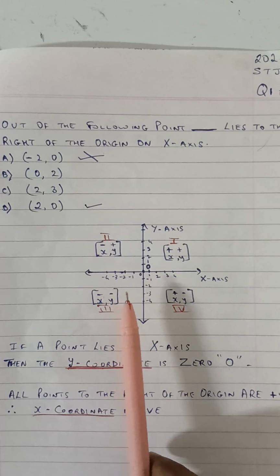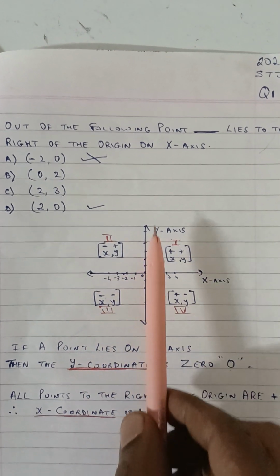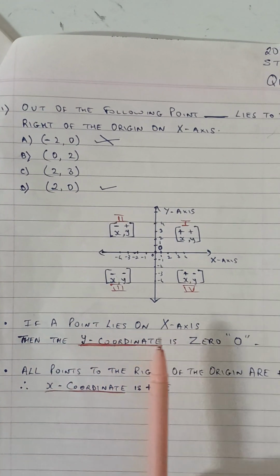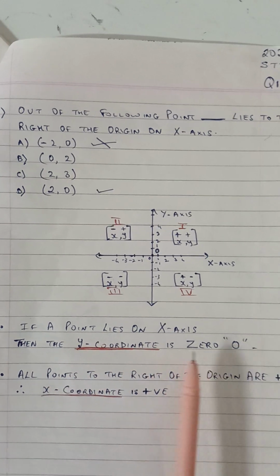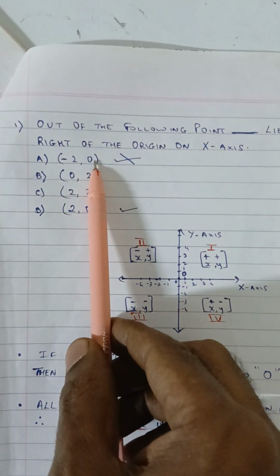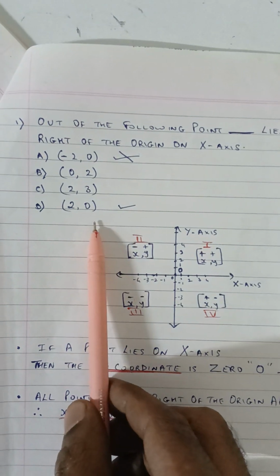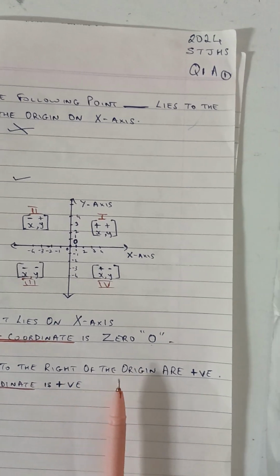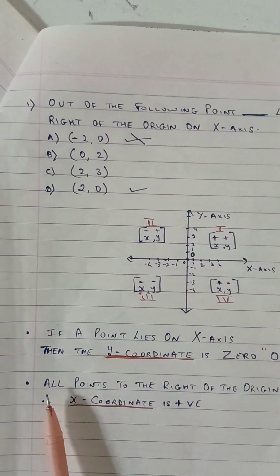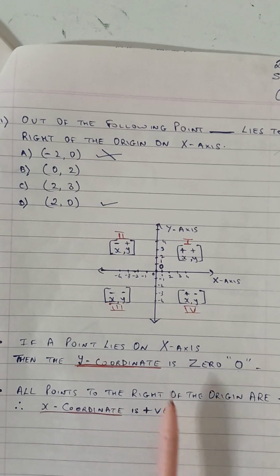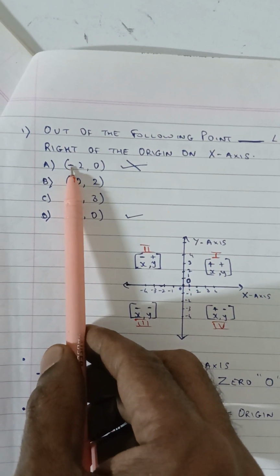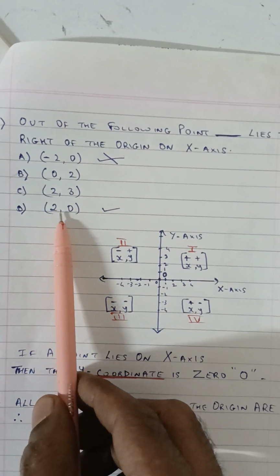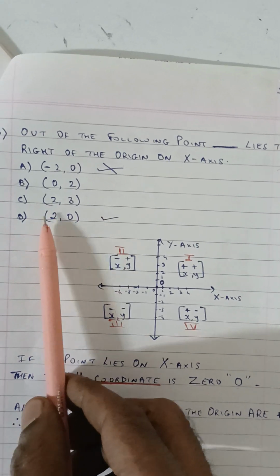The solution for that is: this is the x-axis, the horizontal line, and the vertical line is the y-axis. If a point lies on the x-axis, then the y-coordinate is 0. So one among these two, that is in A, minus 2, 0 or D, 2, 0 would be the answer. All points to the right of the origin are positive. Therefore, the x coordinate is positive. So here in A, minus 2 is the x coordinate, and in D, 2 is the x coordinate. So the right answer is D, 2, 0.